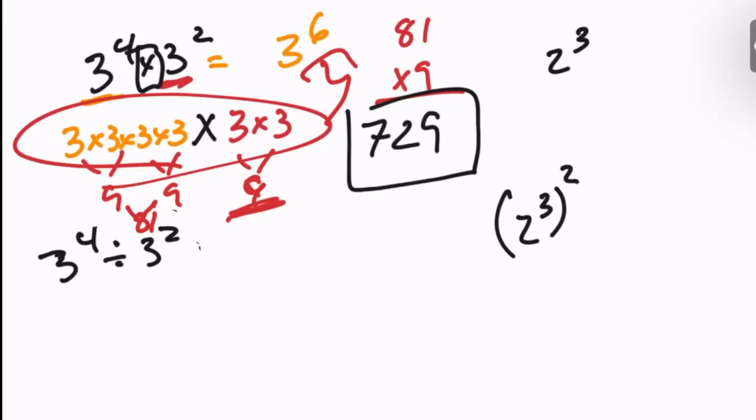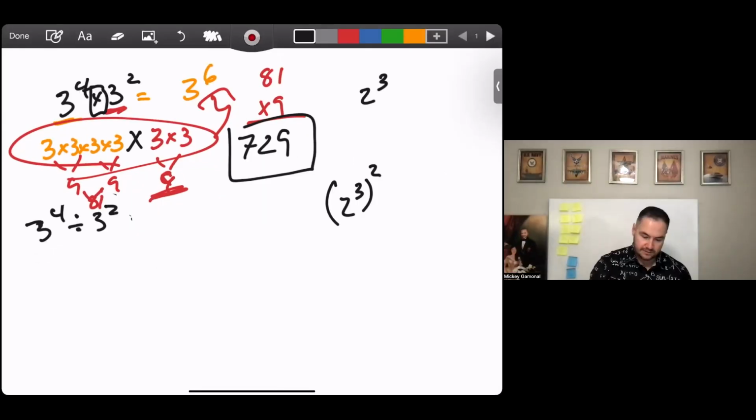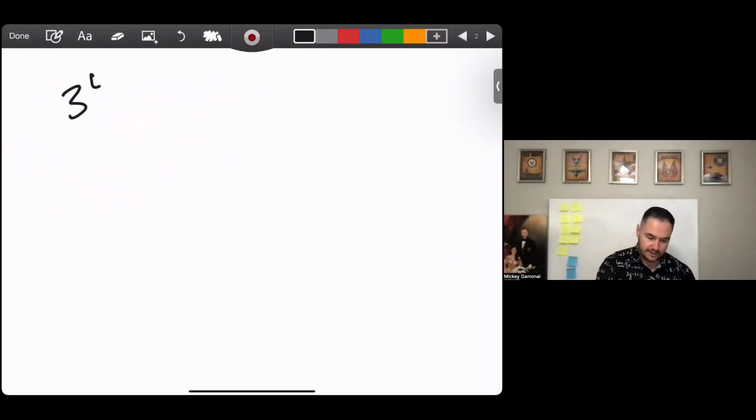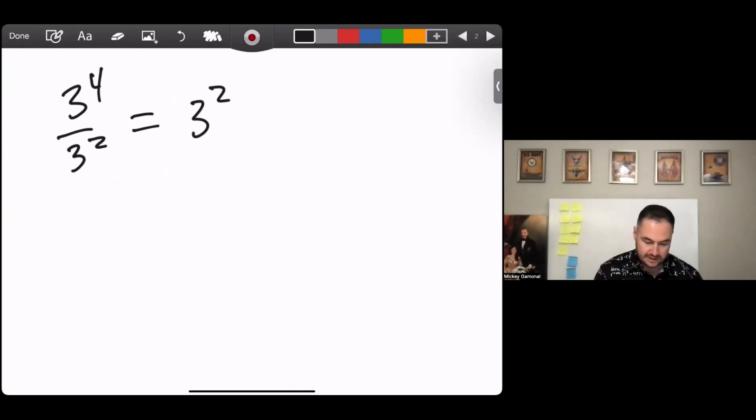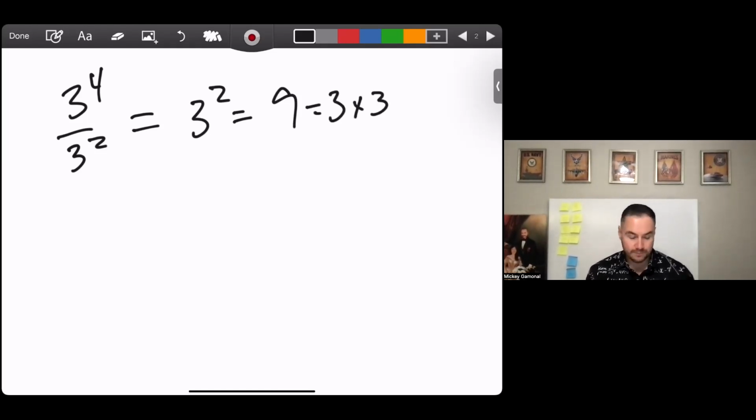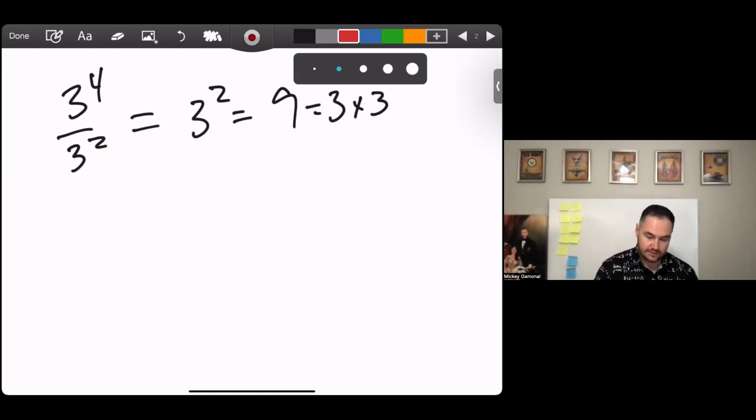A lot of times the ASVAB is going to check to see if you can simplify these concepts, especially when it comes to exponents. We'll just do 3 to the 4th divided by 3 squared. Hopefully you guys remember this from what we practiced earlier. You're just going to subtract them, right? 3 to the 4th divided by 3 squared equals 3 to the 2nd, which is also known as 9, or 3 times 3. But again, let me do the same thing.